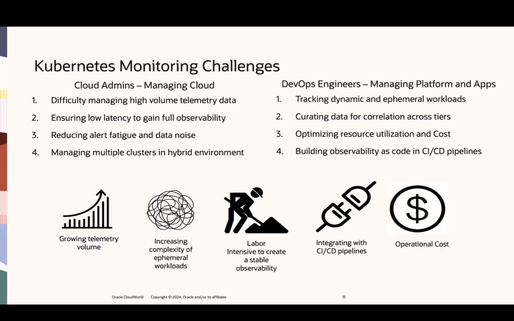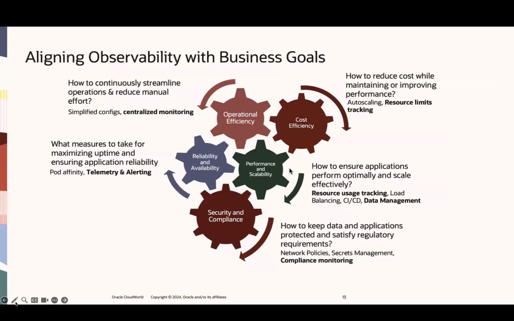So there are different levers or different gears that different businesses, depending upon where they are in their business cycle, can tweak. So operational efficiency, which is how to continuously streamline operations and reduce manual effort, basically simplified configurations and centralized monitoring, how to do that. There is a lever for cost efficiency where you may want to look at allocating. So this is in line with how you may want to use a single cluster or multiple small clusters, basically how to reduce cost while maintaining and improving performance.